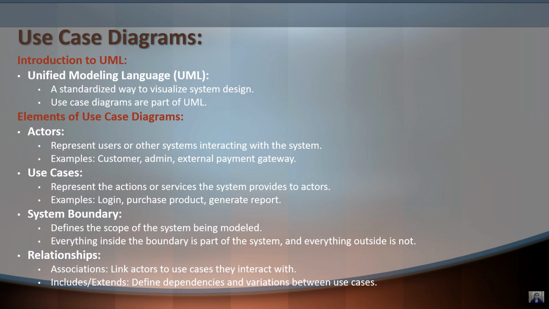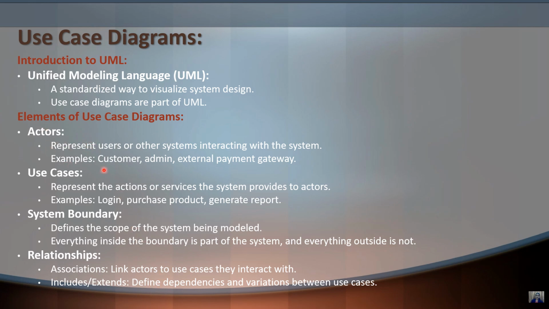So next comes the use case diagram, which uses the Unified Modeling Language. We usually call it UML. It is a standardized way to visualize the system design. Use case diagrams are part of UML. So what are the elements of use case diagrams? They are actors, use cases, system boundary, and the relationship.